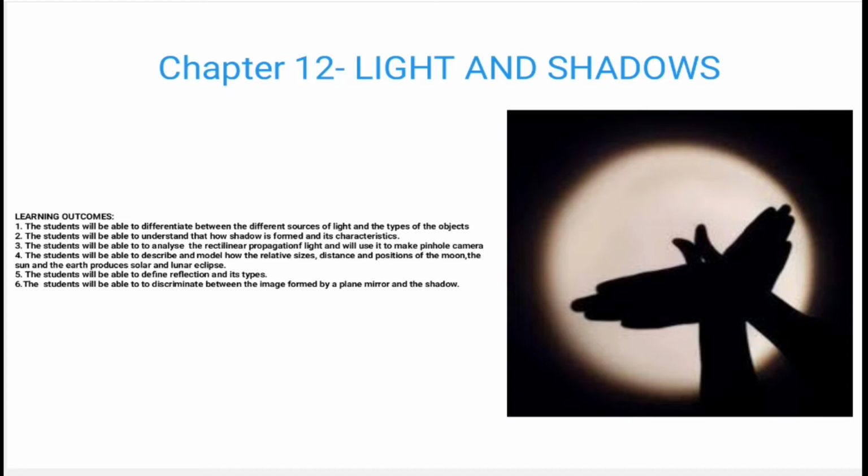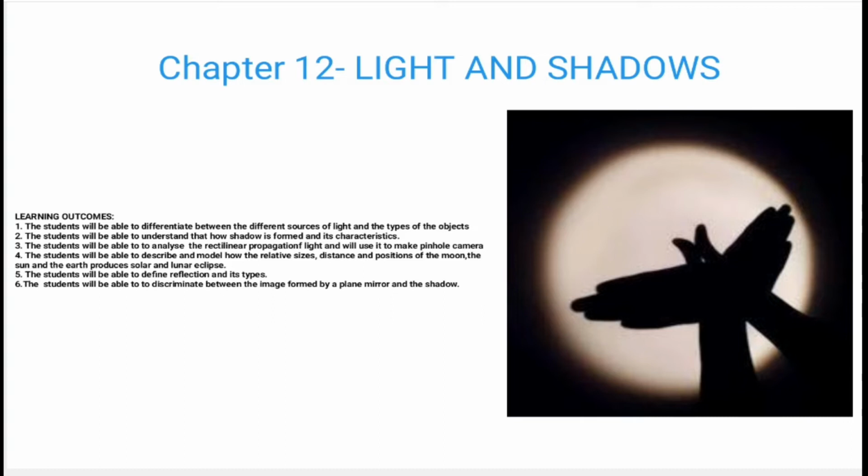The students will be able to analyze the rectilinear propagation of light and use that property to make a pinhole camera. Also, the students will be able to describe and model how the relative size, distance and positions of the moon, the sun and the earth produce solar eclipse and lunar eclipse. You will be able to define reflection and its types. And finally, you will be able to discriminate between the image formed by the plane mirror and the shadow.